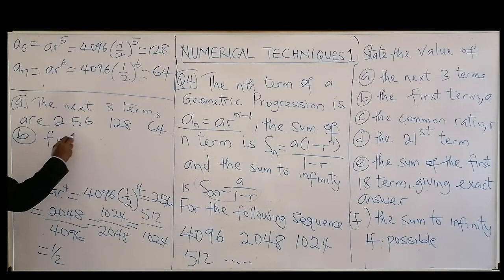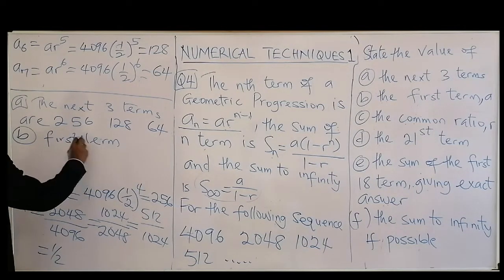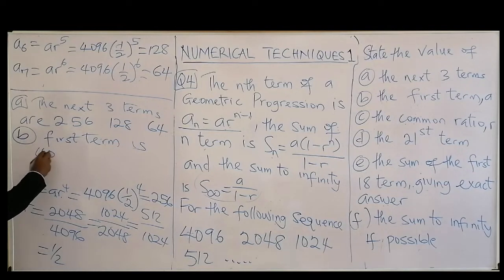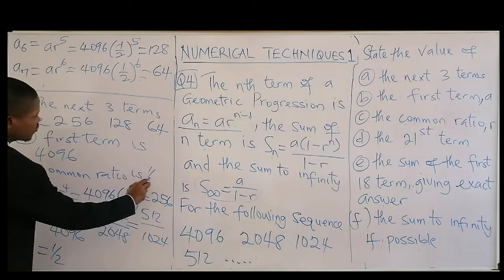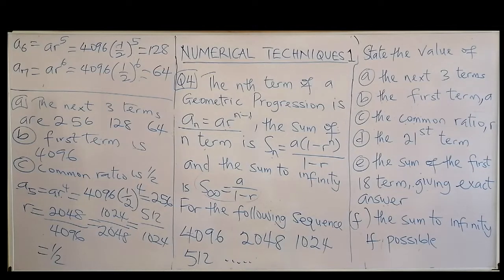First term is what? First term is the first written number, 4096. Then the common ratio, C. Common ratio is what? It's half, 1/2. So that one is done.